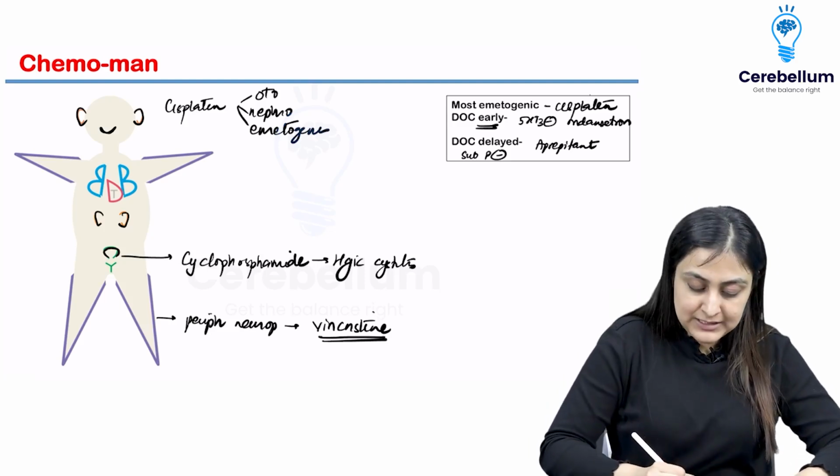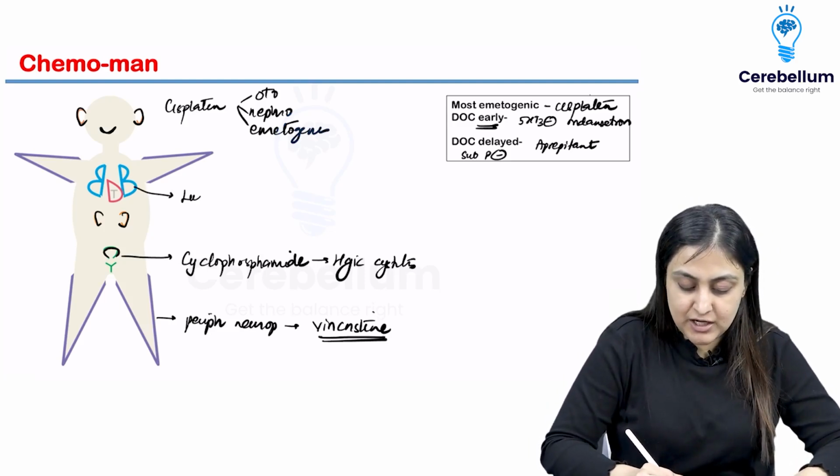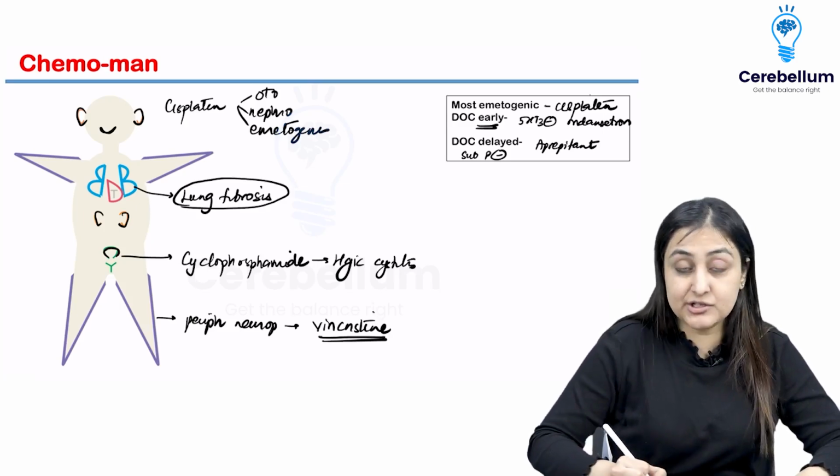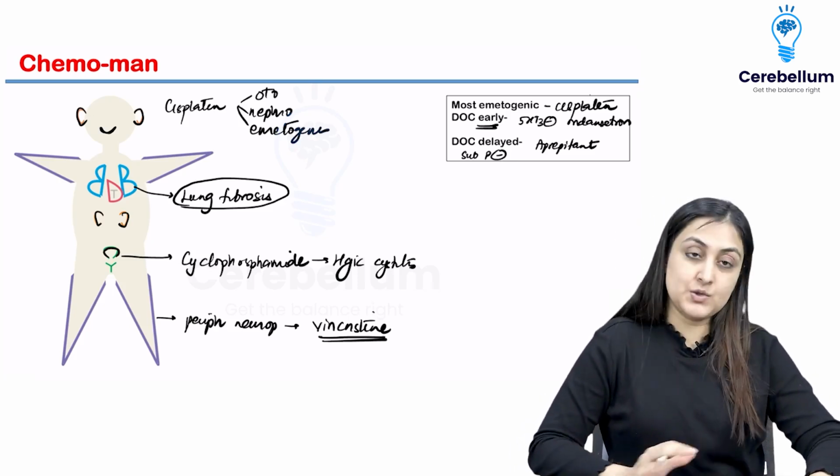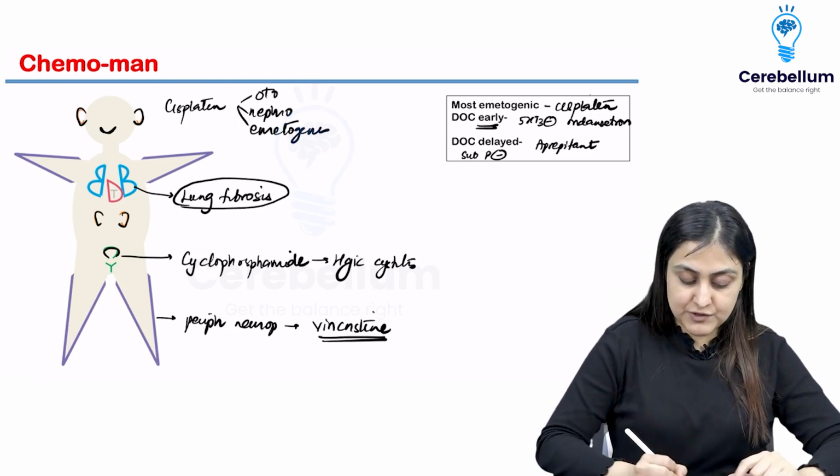Then can you see the B's here? So this is your lung fibrosis, so busulfan, bleomycin, and in addition we know other drugs as well, so methotrexate is all about the lung fibrosis.